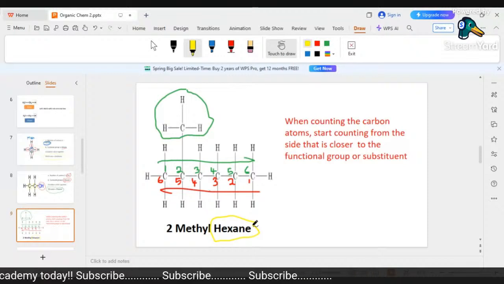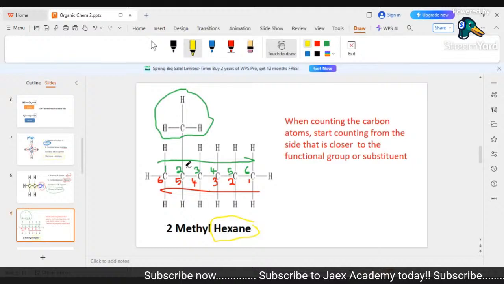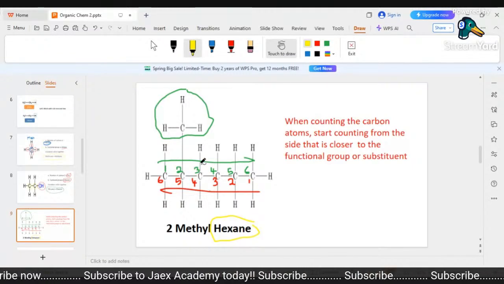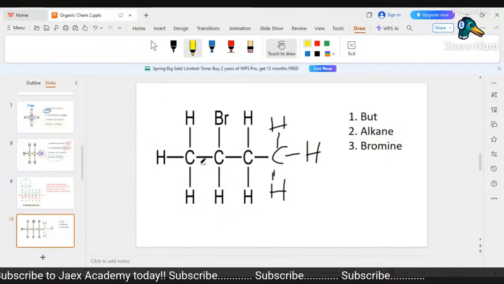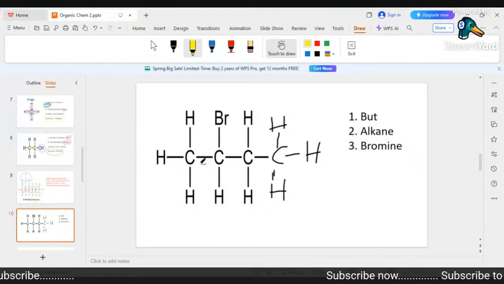Now, what about the substituent? The substituent is a methyl, right? And 2-methyl is simply telling me that methyl is standing at position 2, at carbon 2. Do we get that? Now, if we did get that, answer this question for me quickly.